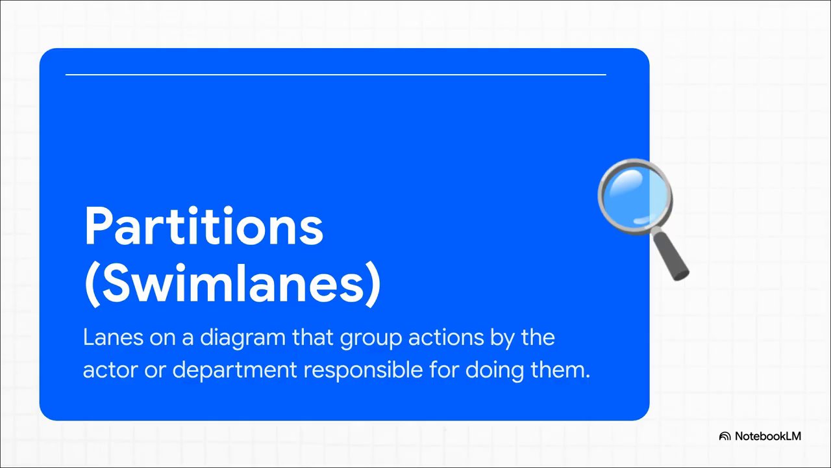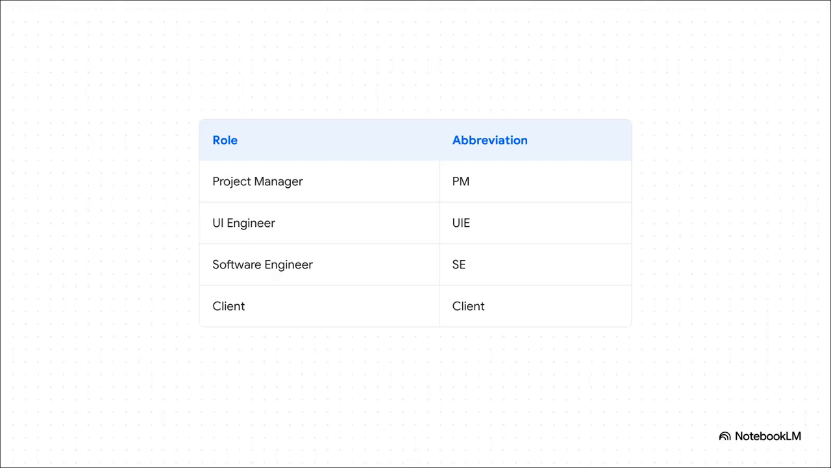All the actions in that lane are their responsibility. Instantly, all the confusion about who owns what just disappears. So for our flight process, we can map out our cast of characters. We have the guest, obviously, the person trying to book the ticket.